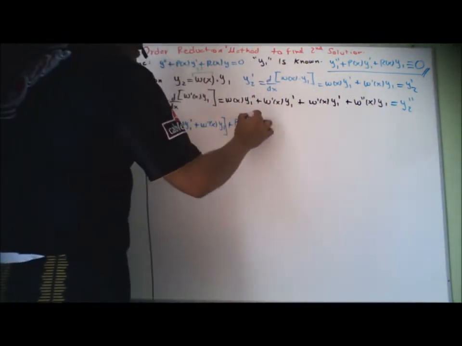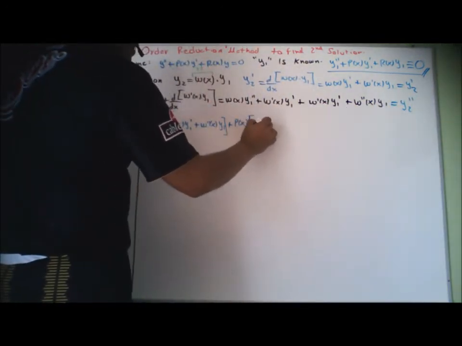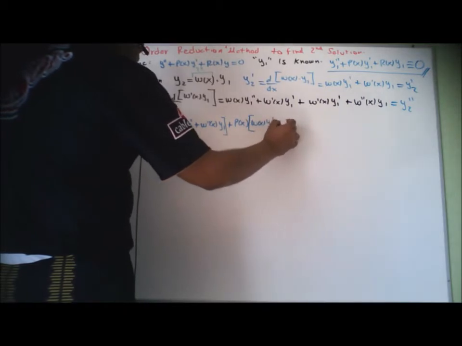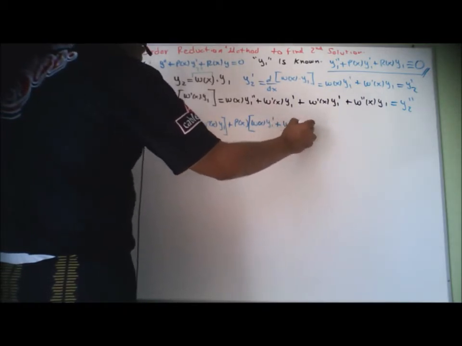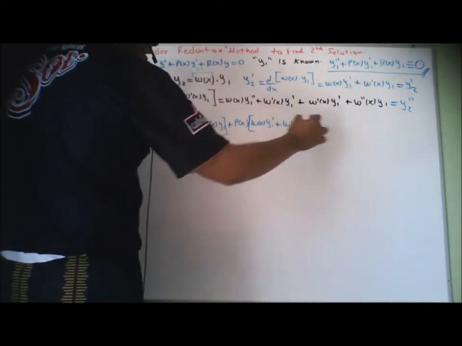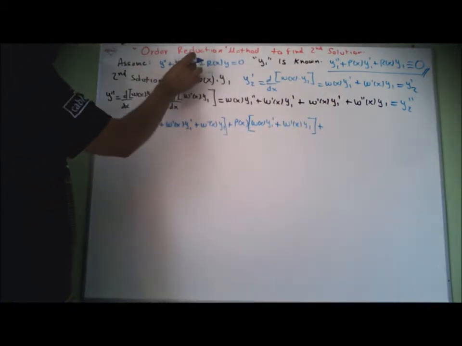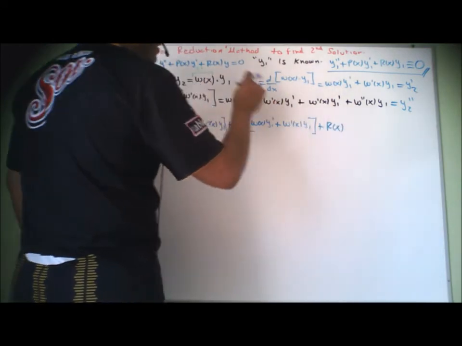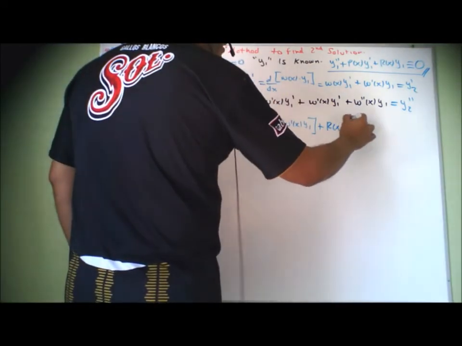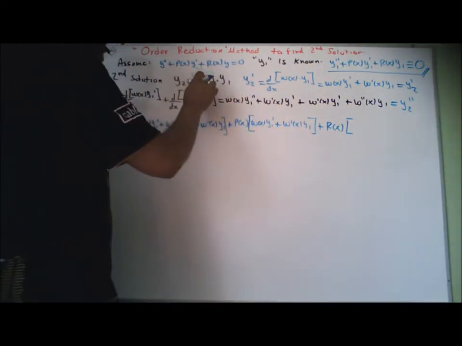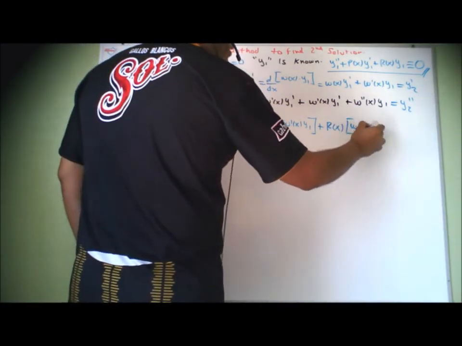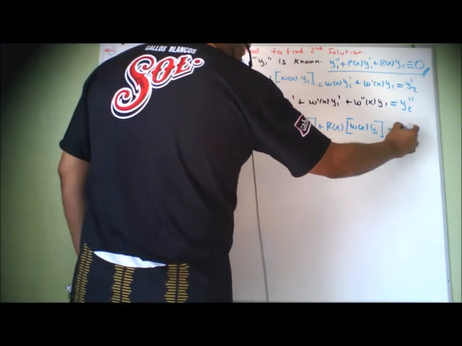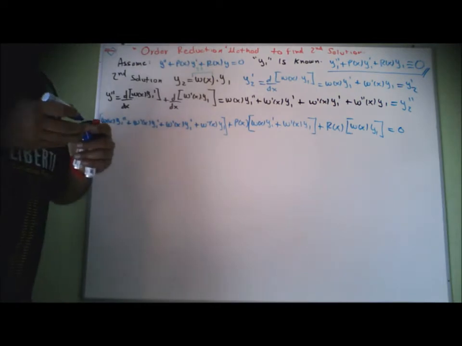P of x times w of x y1 prime plus w prime of x y1, and then plus, so we are here, r of x times y, and the y is equal to, the proposed solution, w of x y1. And this is supposed to be equal to 0 now.